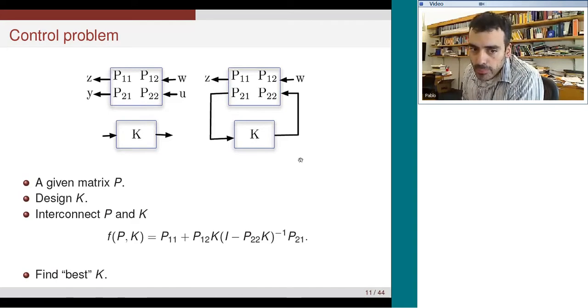What makes it complicated here is that, as you can see, this is a rational function of K. It's not affine, it's not linear. There's this funny inverse in there, so it's not obvious how one would solve something like this.